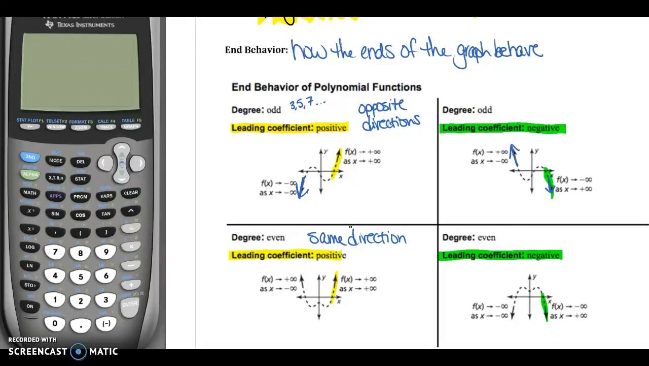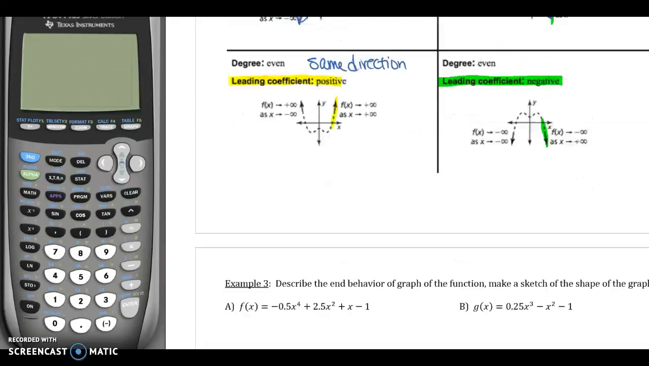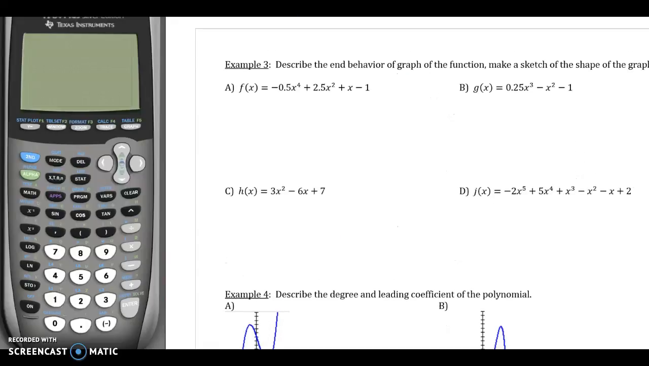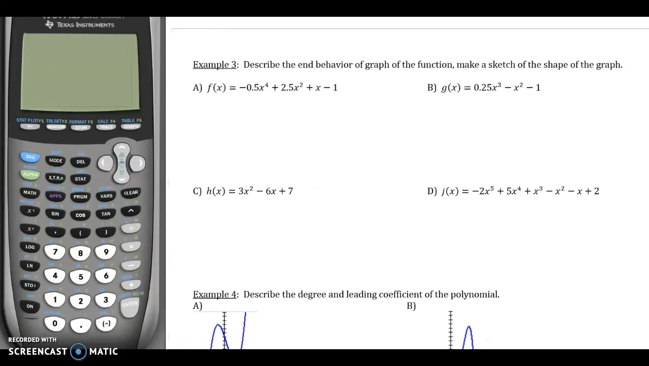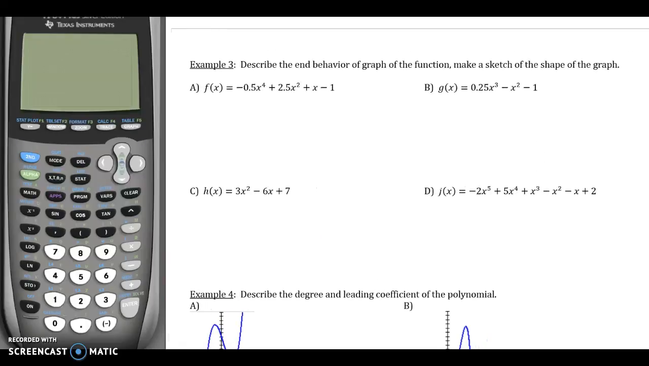All right, turn the page and let's practice leading coefficient, degree, and behavior. Okay, describe the end behavior of the graph of the function. Make a sketch of the shape of the graph. So in this first polynomial, my largest exponent is 4. So I'm really the most concerned with this term, negative 0.5 times x to the 4th.